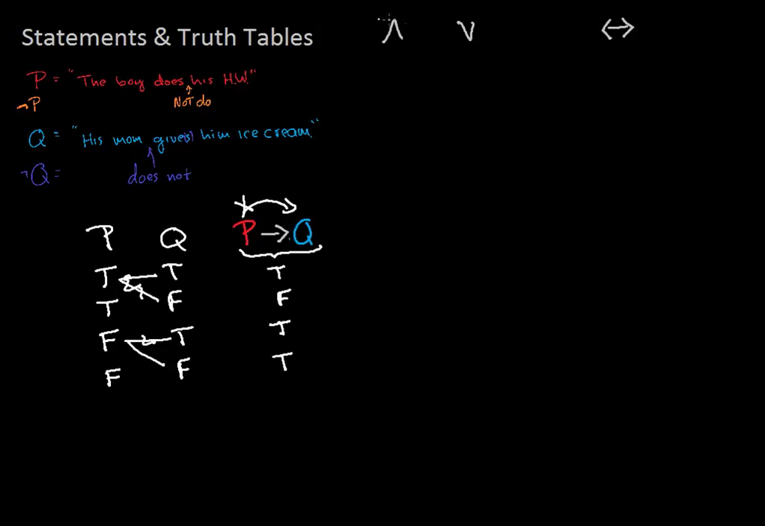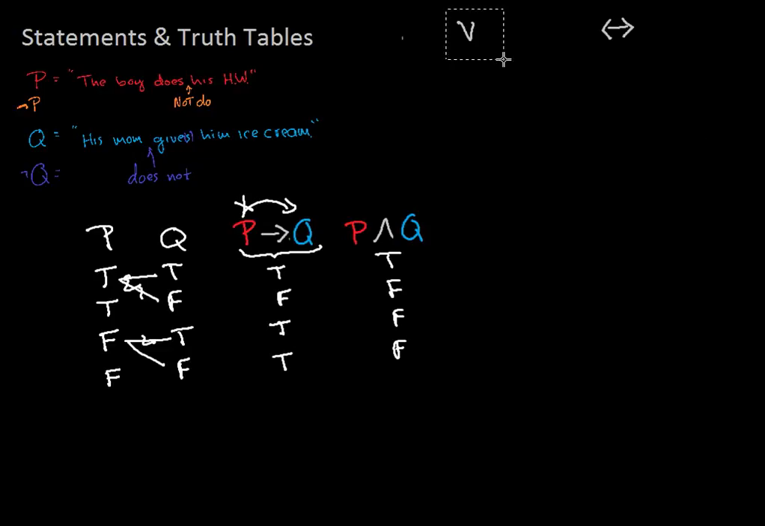Now, P and Q. What does P and Q look like? In order for this to be true, both P and Q must be true. So true and true, that satisfies the equation. The rest of these are not both true. True and false, that's false. False and true, that's false. False and false, well, that's obviously false.